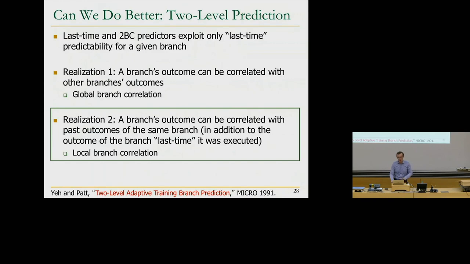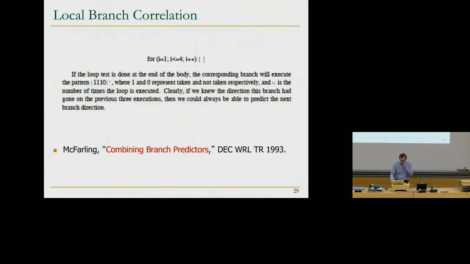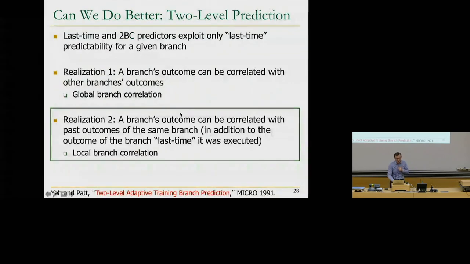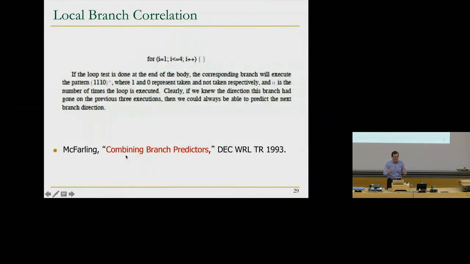Now let's look at the local ones in a bit more detail before the break. People have also figured out that a branch's outcome can be correlated with past outcomes of the same branch if you look back in the history. This is local branch correlation. And your reading, again, has a very nice example of this.